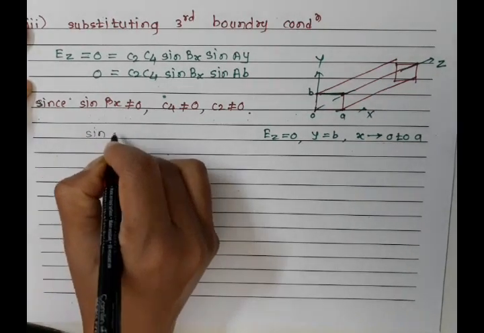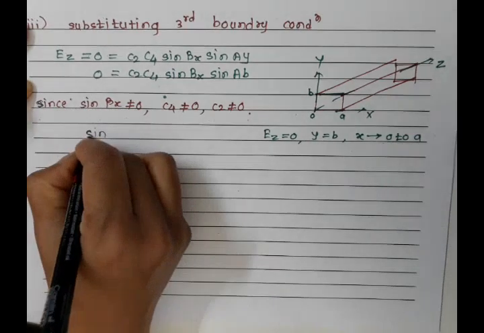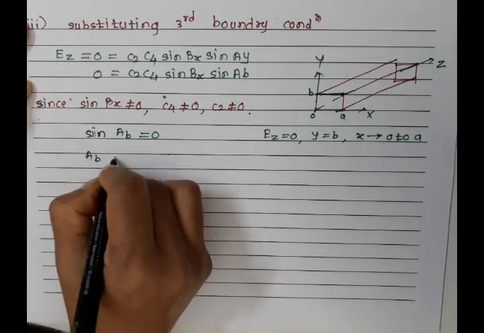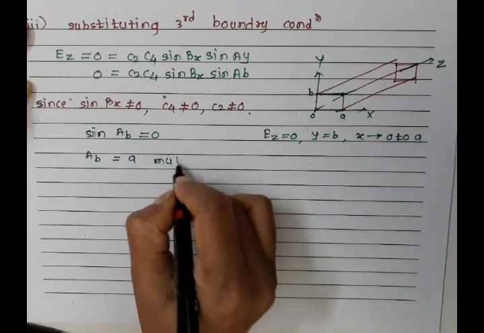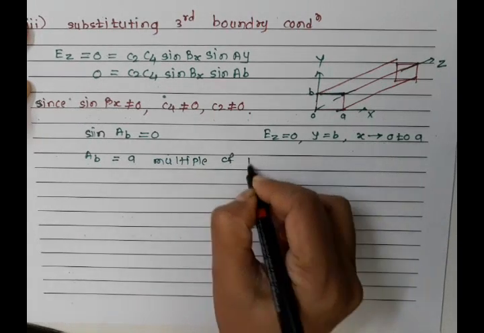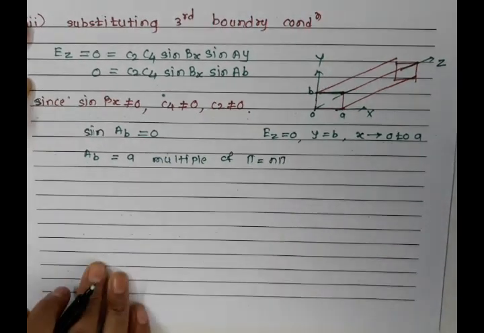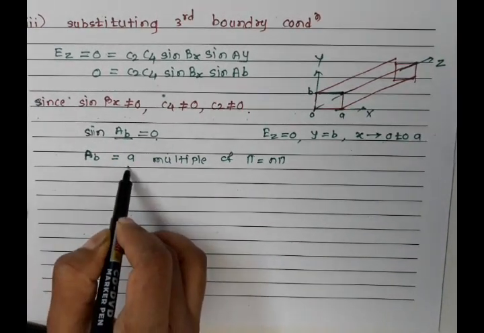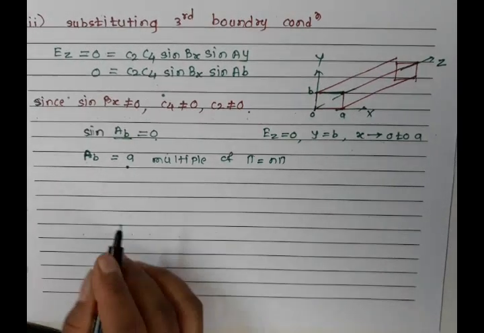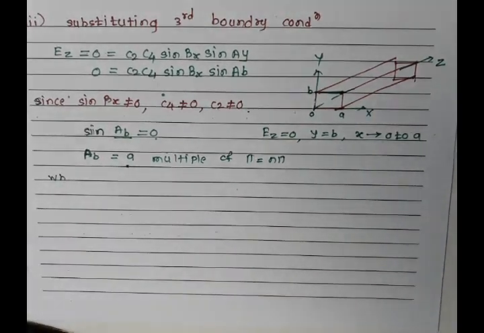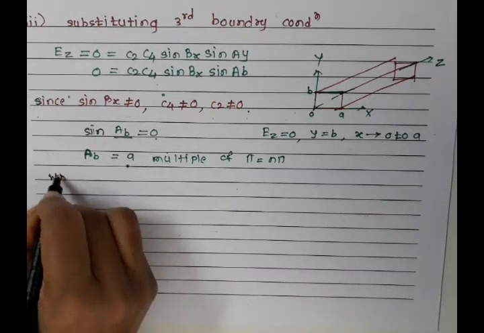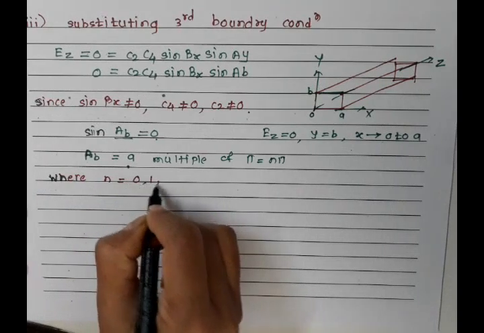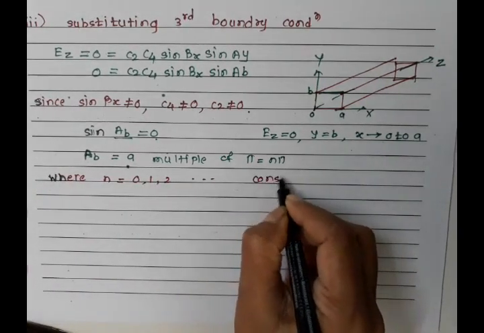Hence sine of AB is equal to 0. So AB is equal to a multiple of pi, that is n pi, where n is nothing but a constant. So if sine of AB is equal to 0, n can be a constant 0, 1, 2.